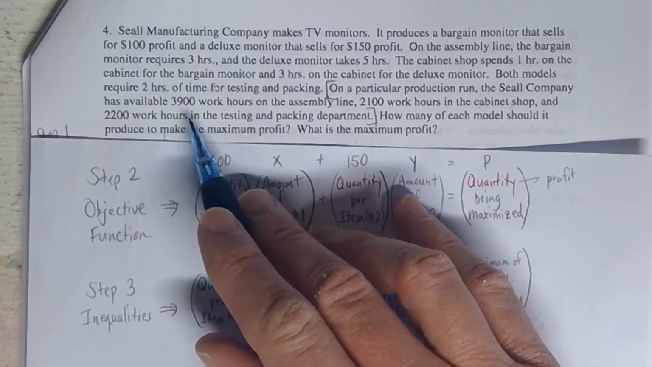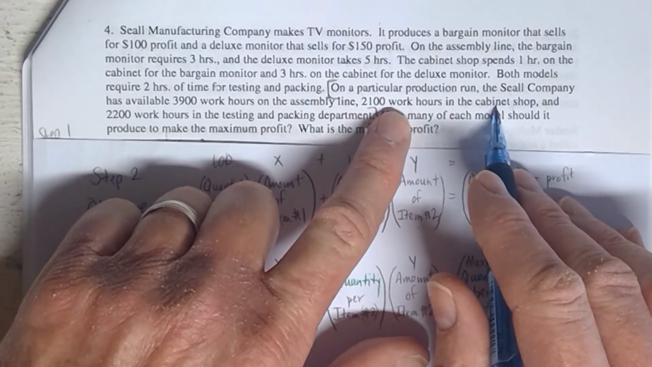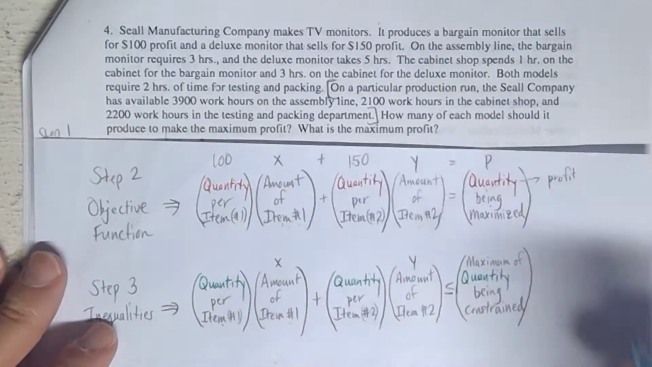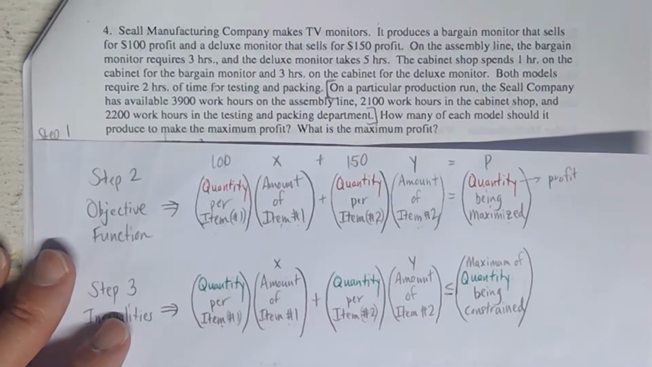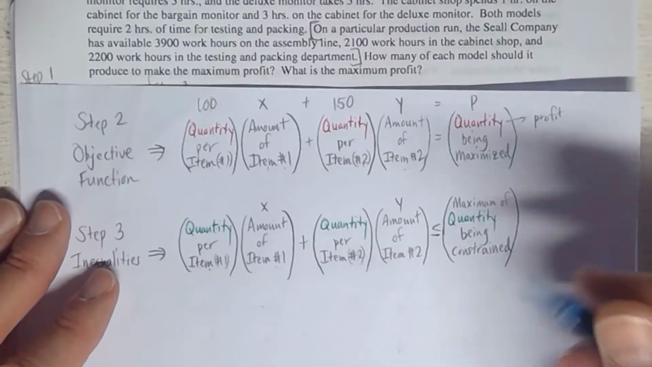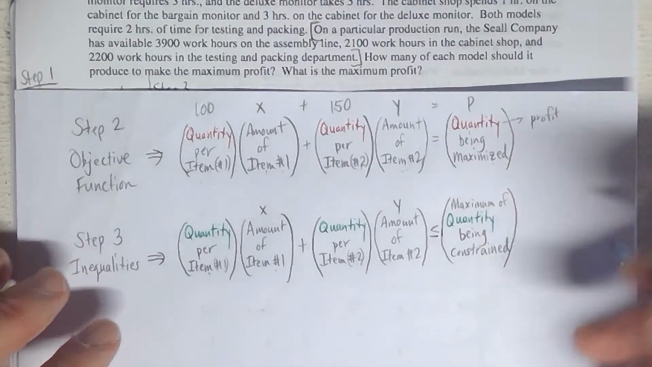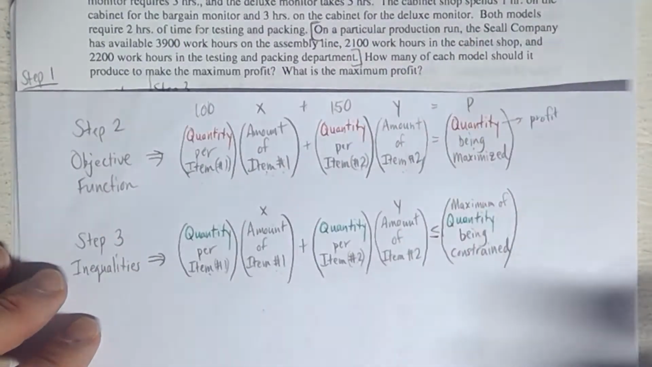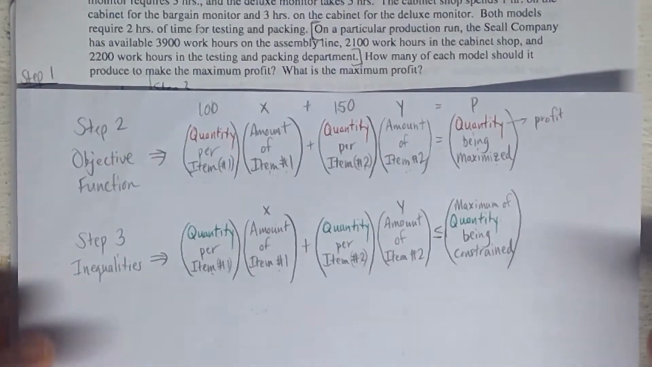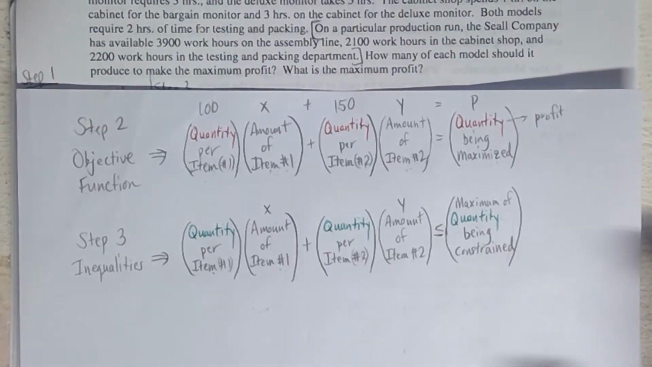How many work hours can it handle? How many work hours can the cabinet shop handle? 2,100. How many work hours can the testing and packing department handle? 2,200. And so those numbers are the numbers that you want to put on the right-hand side here of this step 3 inequality. It's because they are not describing the items that you're trying to find, the deluxe and bargain monitor.